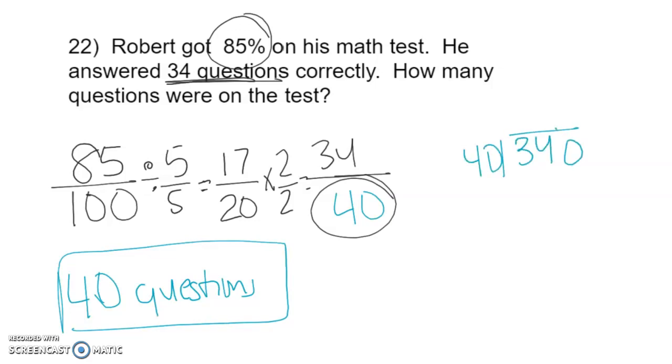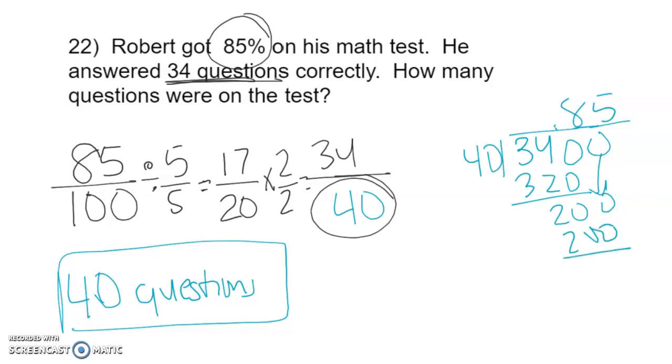40 doesn't go into 34, but it goes into 340. That's going to be 8 times. 8 times 40 is 320. Subtract, I get 20. Carry a 0. Bring that down. 40 would go into 205 times, and that would be exact.